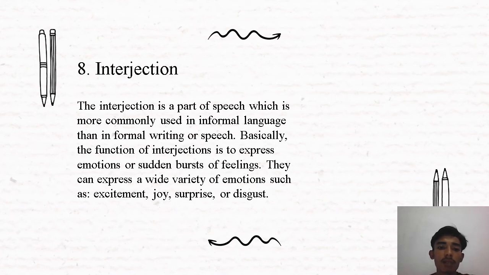Interjection. The interjection is a part of speech which is more commonly used in informal language than in formal writing or speech. Basically, the function of an interjection is to express emotion or sudden bursts of feeling. They can express a wide variety of emotions such as excitement, joy, surprise, or disgust.